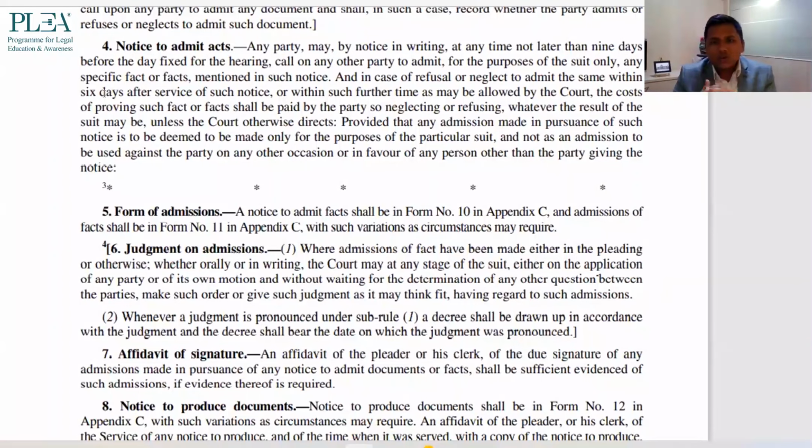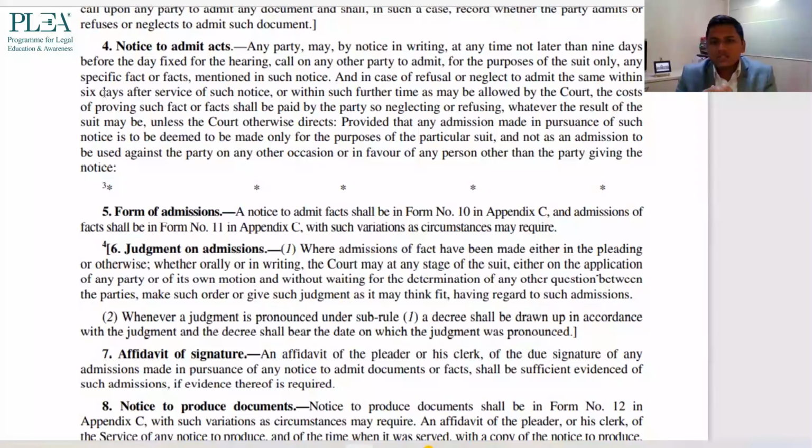Any party may, by notice in writing at any time, not later than 9 days before the date fixed for the hearing, call on any other party to admit, for the purposes of the suit only, any specific fact or facts mentioned in the notice, and in case of refusal or neglect to admit the same within 6 days after service of such notice or within such further time as may be allowed by the court, the costs of proving such fact or facts shall be paid by the party neglecting or refusing, whatever the result of the suit may be, unless the court otherwise directs.